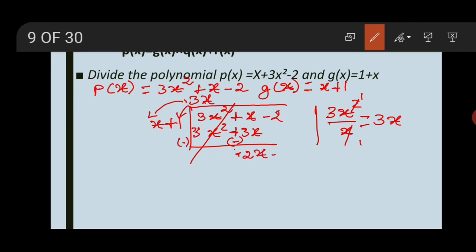Minus 2x. Now carry minus 2 here. Again, dividend's first term divided by divisor's first term. You will get minus 2 as the quotient. Write down minus 2 here.